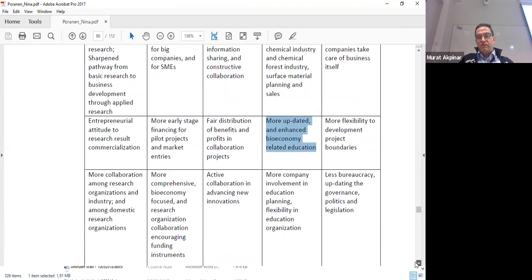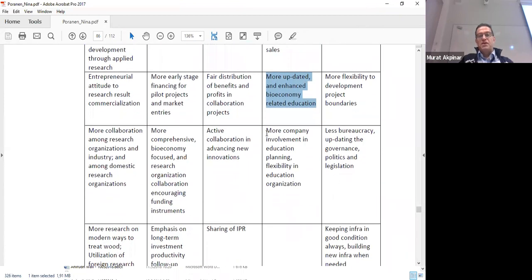Another suggestion from the data, more company involvement in education planning, flexibility in education organization. So for all of these gaps, she has found from the data suggestions how those gaps can be bridged. This is deep insight. This is what we are looking for when you do qualitative research. So this is what I am looking for as a table, as a figure, in results.